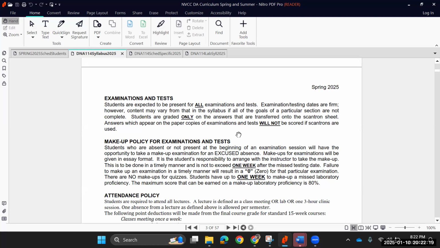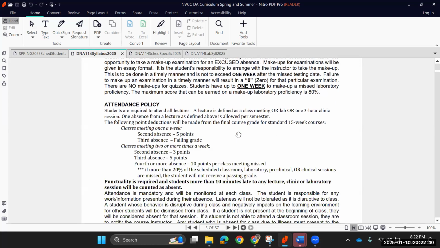But when it's time to make up a proficiency, first of all, students are expected to reach out to their respective instructor. The instructor will not reach out to you. You have to reach out to them, and you have a maximum of 1 week to make up that proficiency in DNA 114 lab. So if you go beyond that 1 week, it is an automatic 0. So please keep that in mind. Now, remember, when it comes to a makeup laboratory, because it is a little late, your maximum score is an 80%. So again, keep that in mind as well.